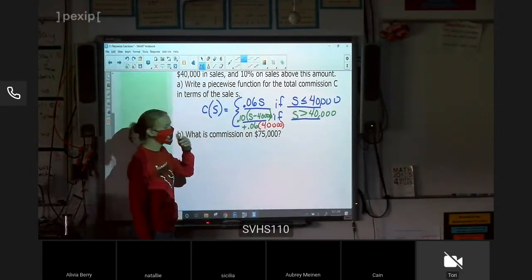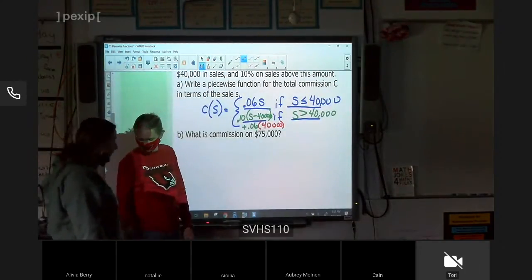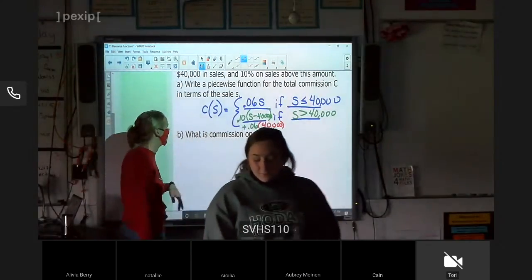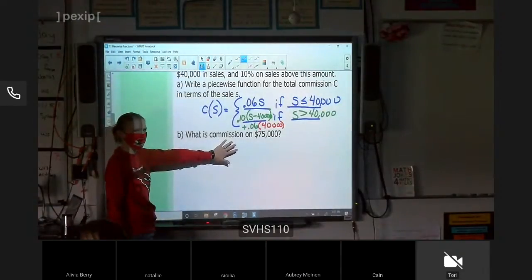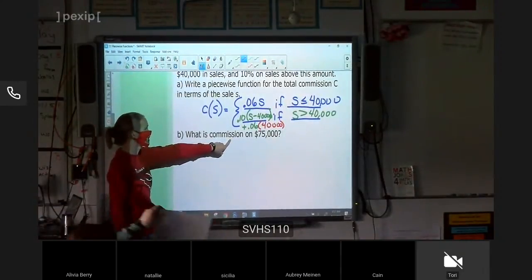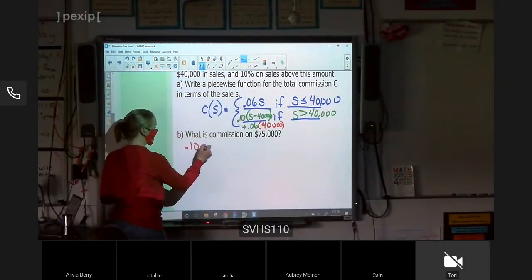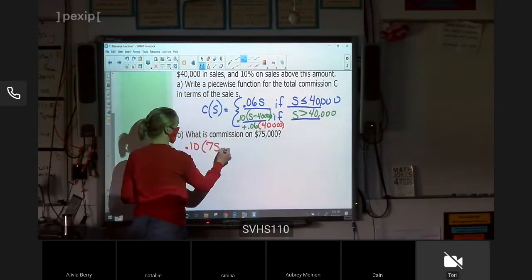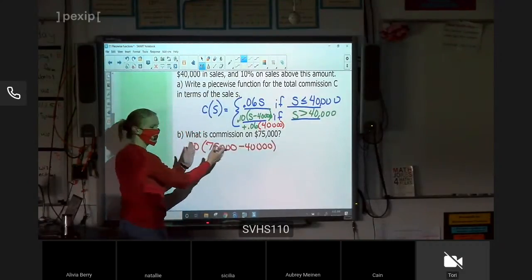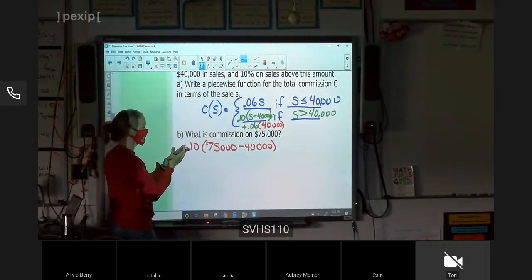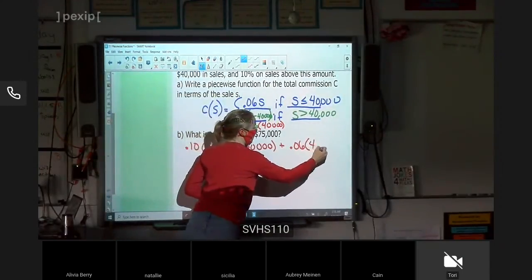I'm sure there's an easier way to do this, but that's just the way my brain made me do it today. Okay, so let's see here. If I have a commission on $75,000, I put 0.10 times 75,000 minus 40,000, because you're only earning 10% on that 35,000, plus 0.06 times 40,000. Yeah, because that accounts for the part that you subtracted out.